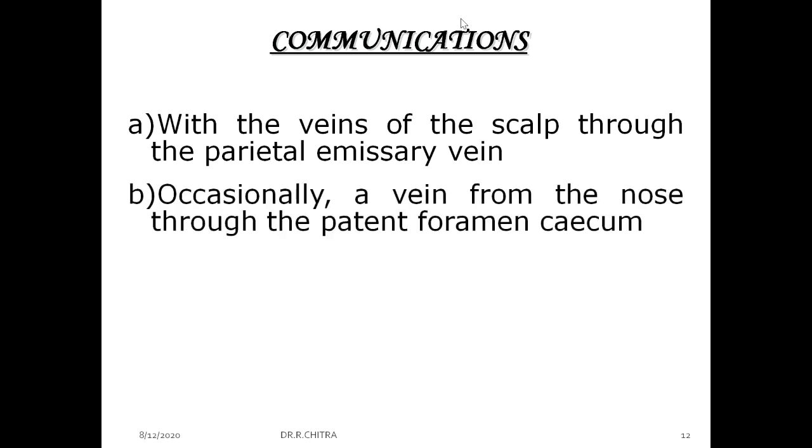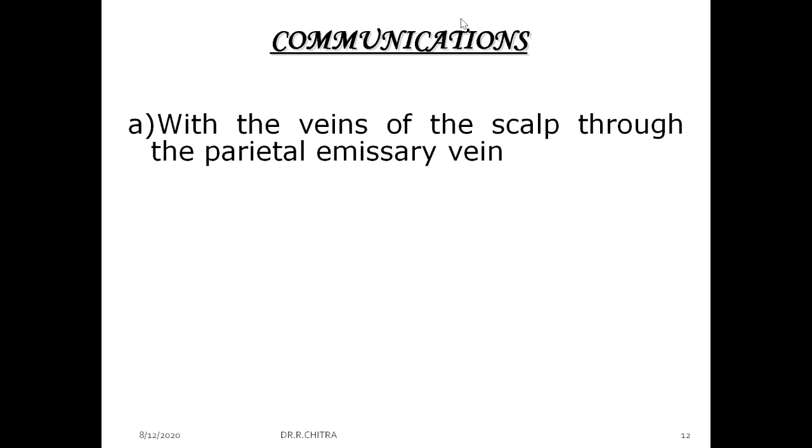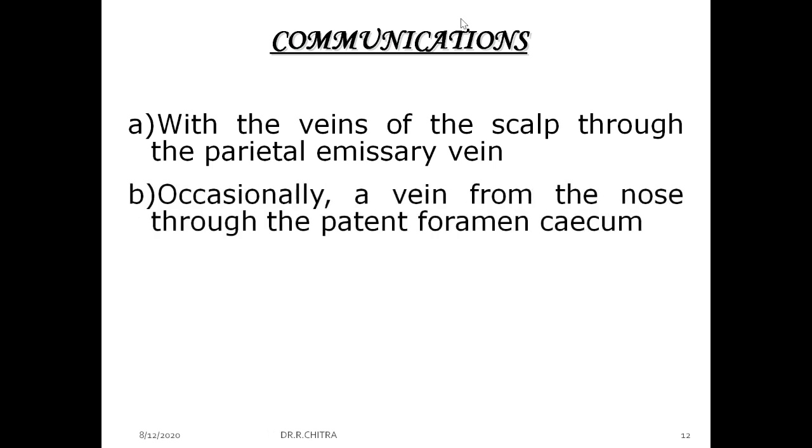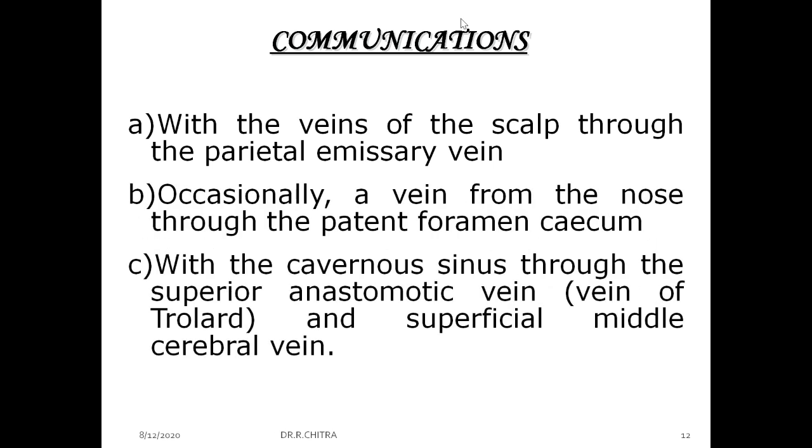Sometimes veins from the nose, through the patent foramen cecum. And it communicates also with the cavernous sinus through the superior anastomotic vein. That vein will be called the vein of Trolard, and the superficial middle cerebral vein. So it is communicating with the cerebral vein also. It is communicating with scalp veins, veins from the nose, with the cavernous sinus, and with the superficial middle cerebral vein.